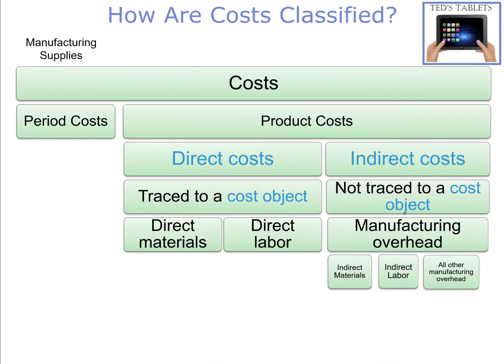How about manufacturing supplies? These are supplies used in the factory but not actually put in the tablets. These could be rags and cleaning liquids used to clean areas of the factory. Since they are part of the cost of producing the tablets, they are a product cost. But because they cannot be directly and easily traced to a certain tablet or a batch of tablets, it's considered a manufacturing overhead cost called indirect materials.